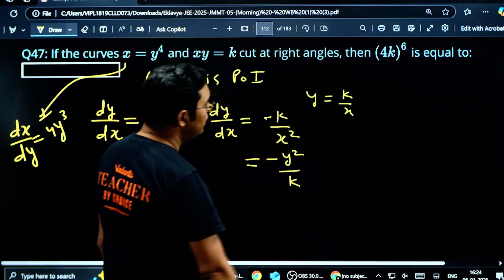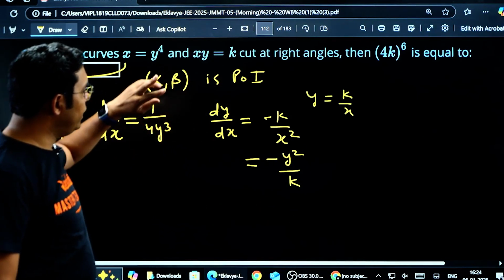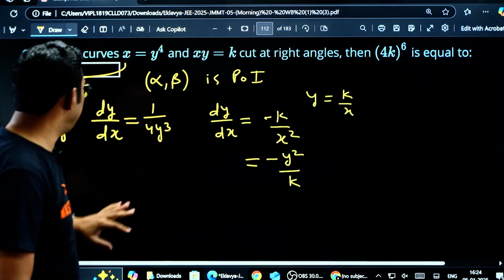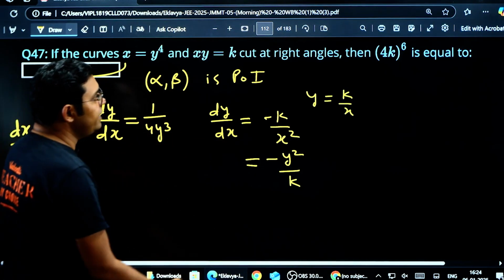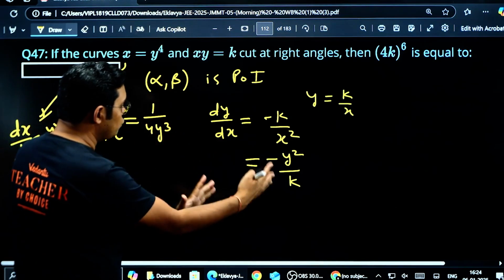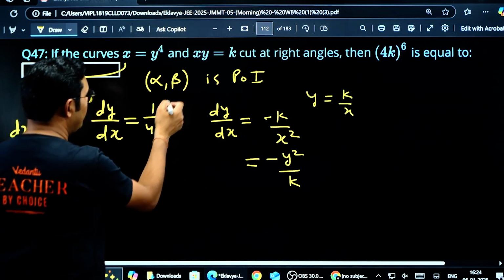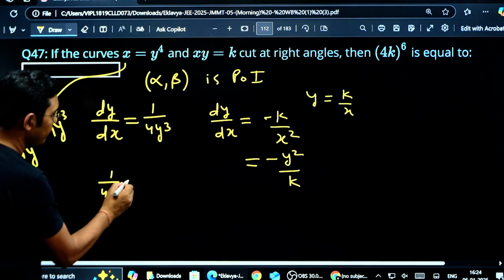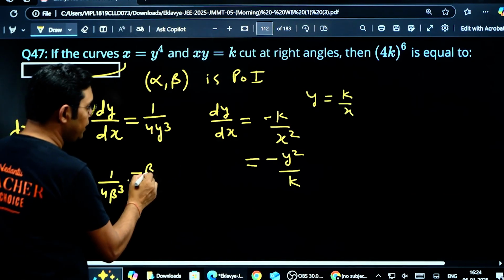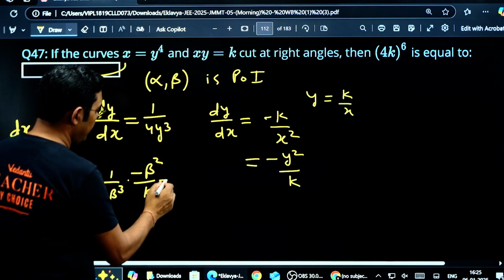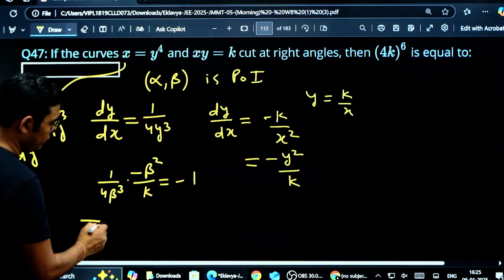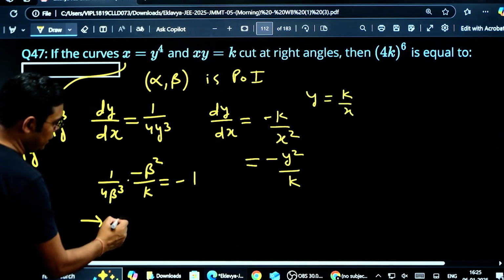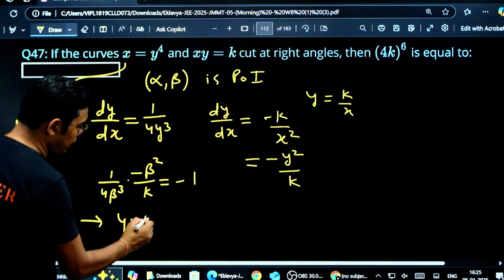Let us check it. X is equal to k upon y, so y square upon k, that's right. Now these two are cutting each other at 90 degree, so product of these two should be equal to minus 1. You can put y as beta also, so 1 upon 4 beta cube into minus beta square upon k is equal to minus 1. From this, beta square will get cancelled. So it will be 4k beta is equal to 1.